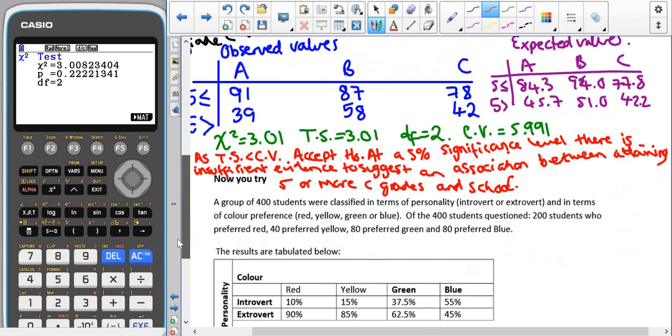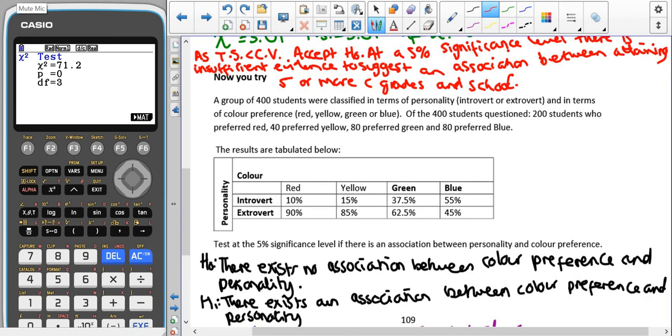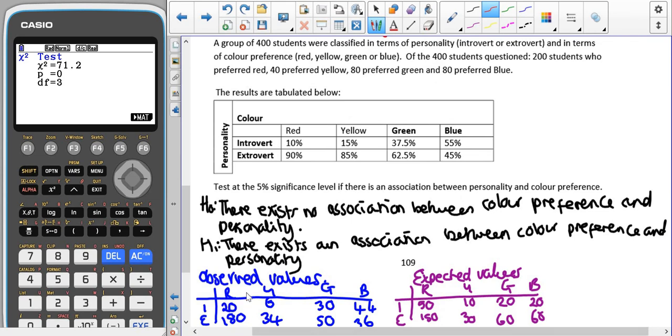So I'd now like you to pause the video and give the Now You Try a go, remembering to pick the important bits of information out from the question. So hopefully you've paused the video and given the Now You Try a go. So again, our H0 is that there exists no association between colour preference and personality, or that they are independent. And then we have that our H1 is that there exists an association between colour preference and personality, or that they are dependent.